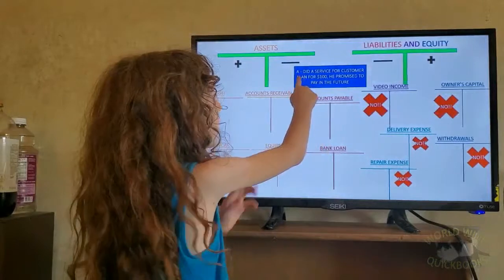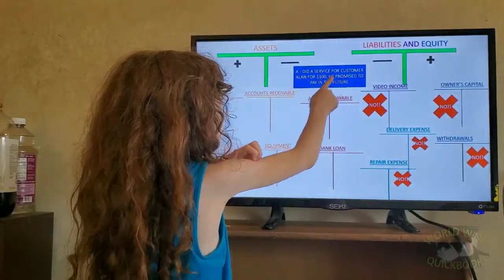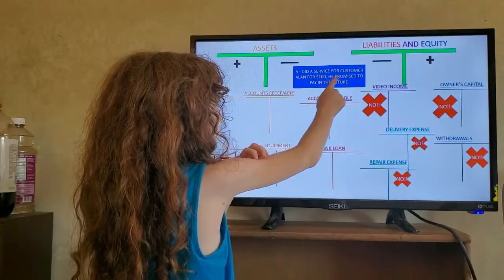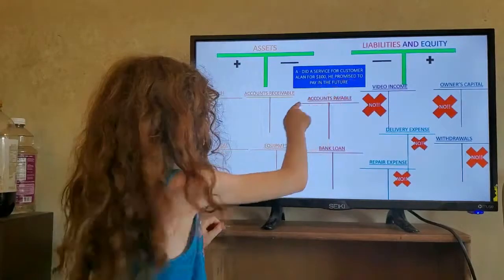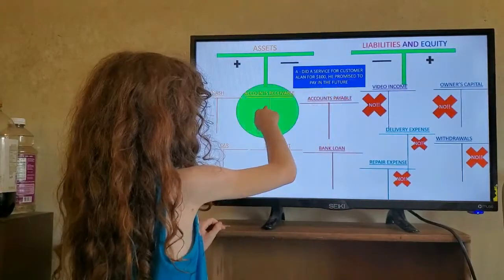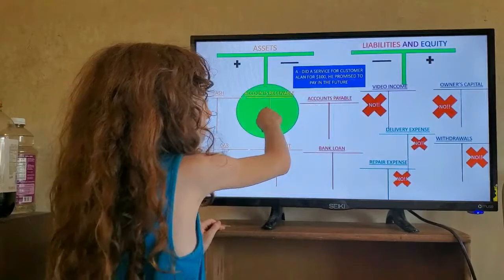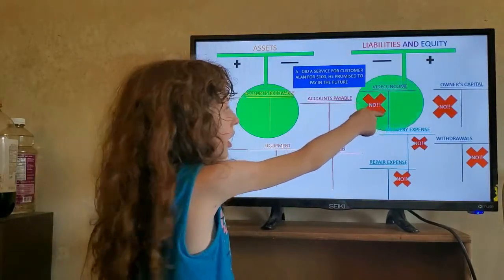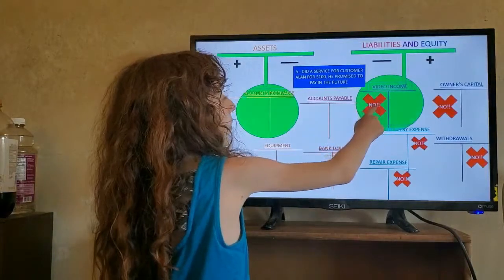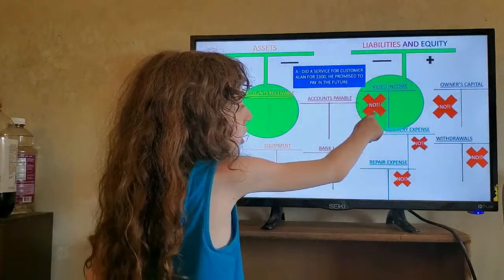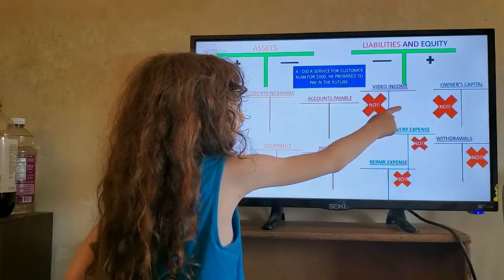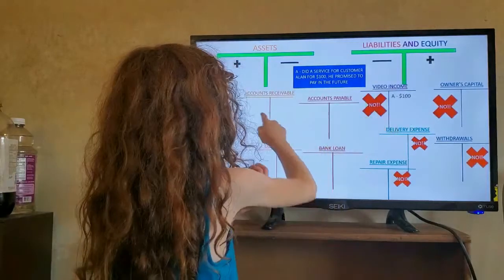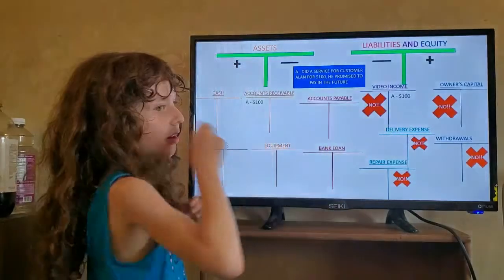Transaction A. We did a service for customer Alan for $100. He promised to pay in the future. Accounts receivable changes because we can receive money, and video income changes because we did a service. If there's a no X on the debit side, it has to be credit. And if video income is credit, accounts receivable is debit.